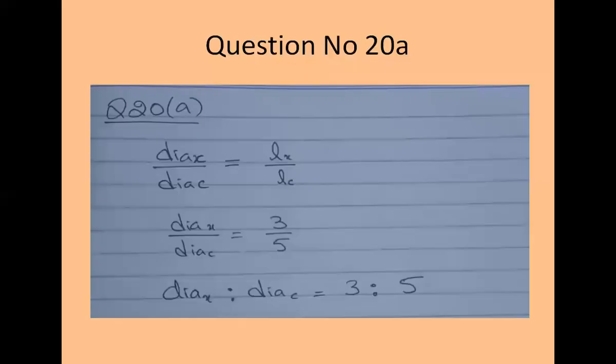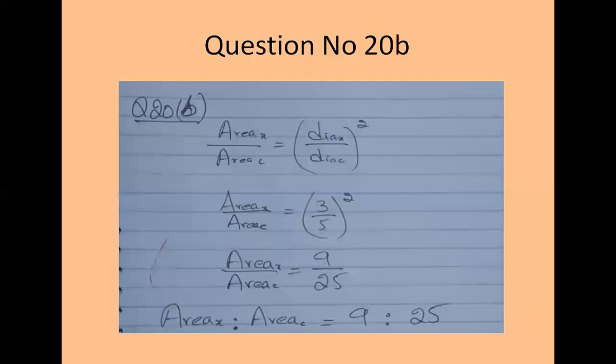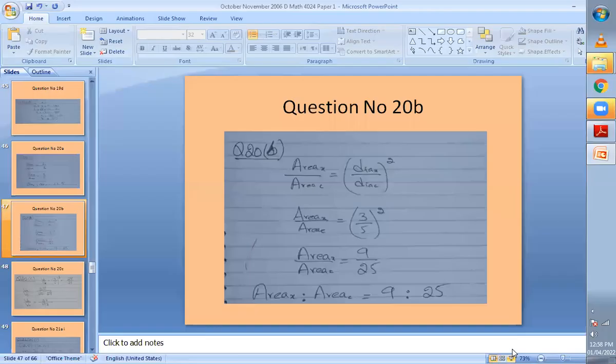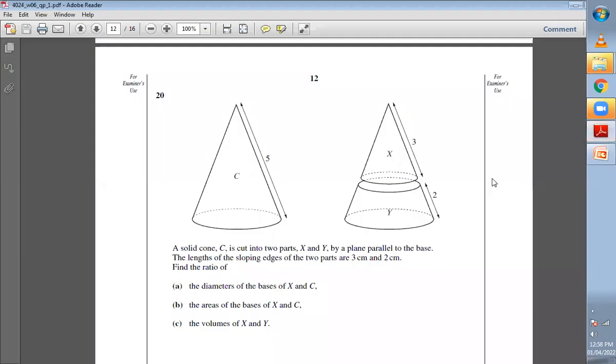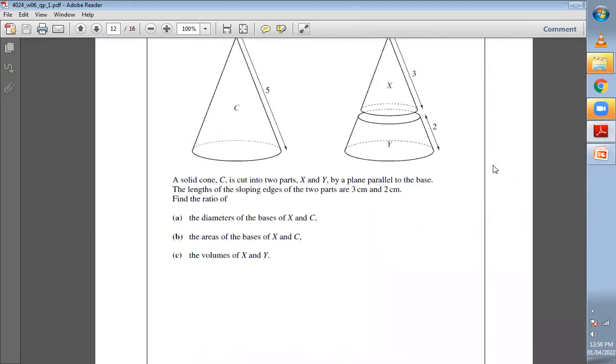Okay, they are similar. Their diameter ratios, their slant height ratios, we know. Now they want us to find out the ratio of the areas of their bases. So area X by area C will be equal to diameter X by diameter C whole square. So area X by area C will be equal to 3 by 5 whole square, and that will be 9 by 25. So area X ratio area C will be equal to 9 ratio 25. Hopefully you understand. Then the last part, it's a 2-mark question. The last one is of 2 marks.